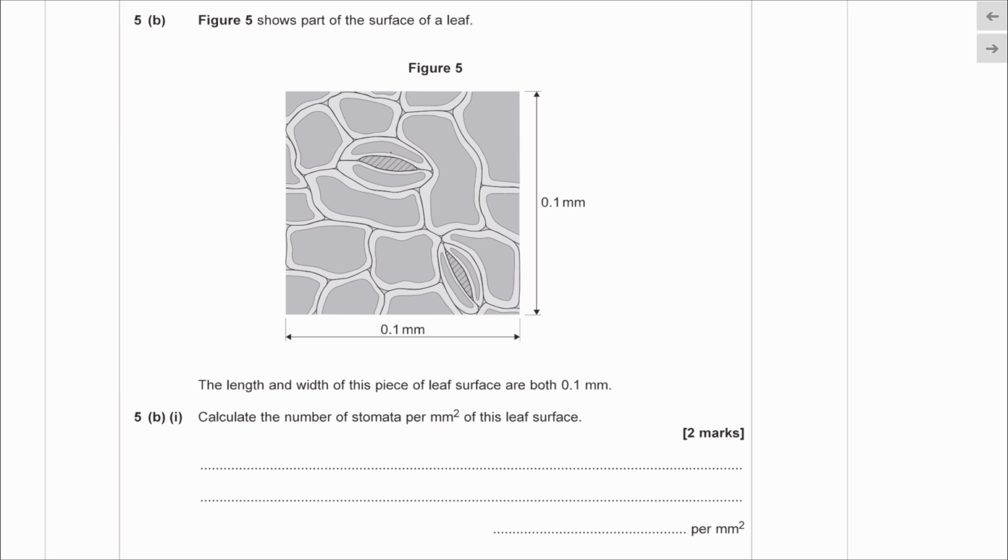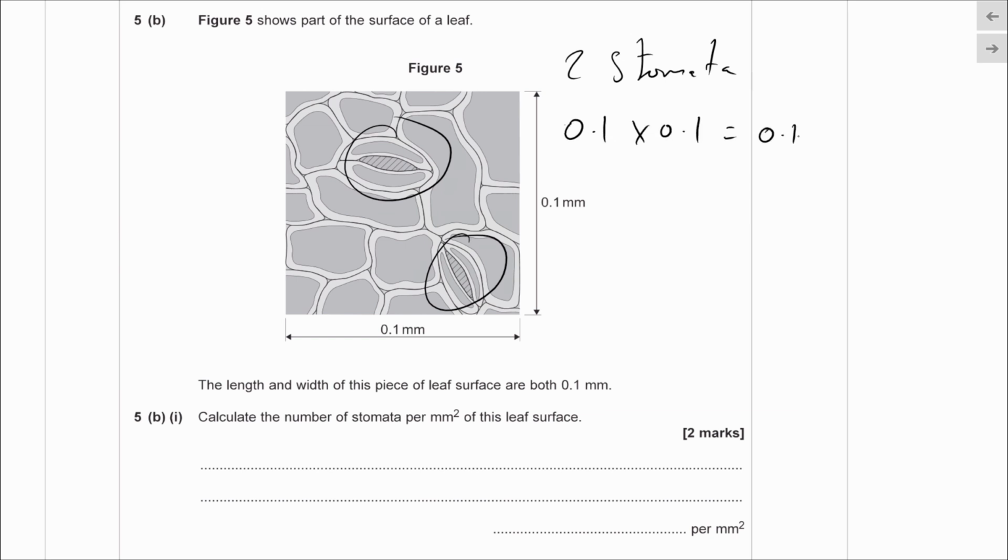How many stomata do we have here? We have 1 and we have 2. So we have 2 stomata. All right. And in how much area of leaf? Well, it's 0.1 times 0.1, which gives me 0.01 millimeters squared. All right. So 0.01 millimeters squared. But we want per 1 millimeter squared, all right?